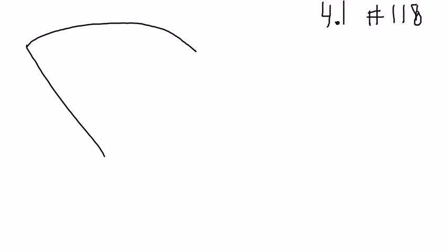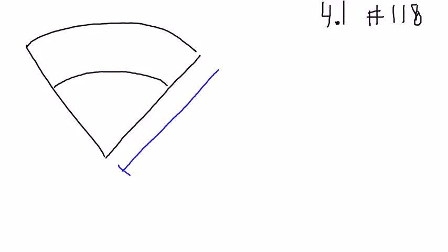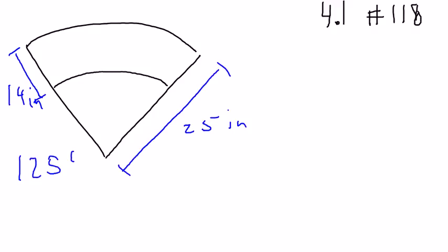Alright, this video is about section 4.1, number 118. It's the windshield wiper problem. The windshield wiper problem has a sector, something like this, and then another sector on top of it. The distances associated with this problem are, this whole distance is 25 inches, and this distance that's getting wiped is 14 inches. They also give us an angle of 125 degrees, right down here.